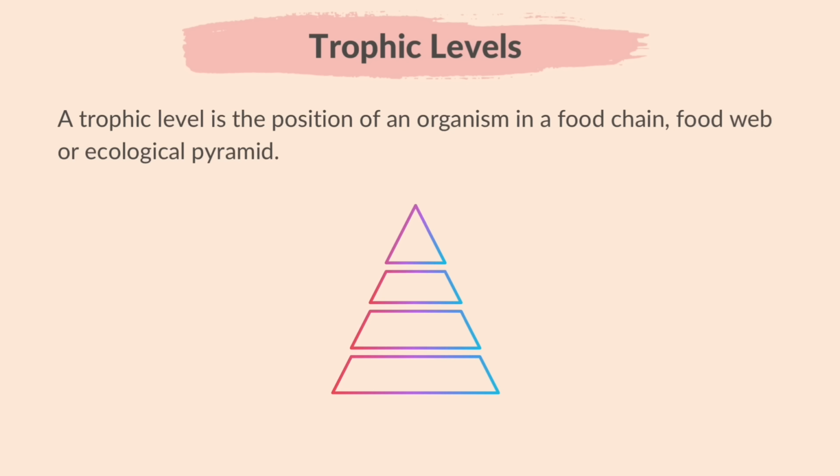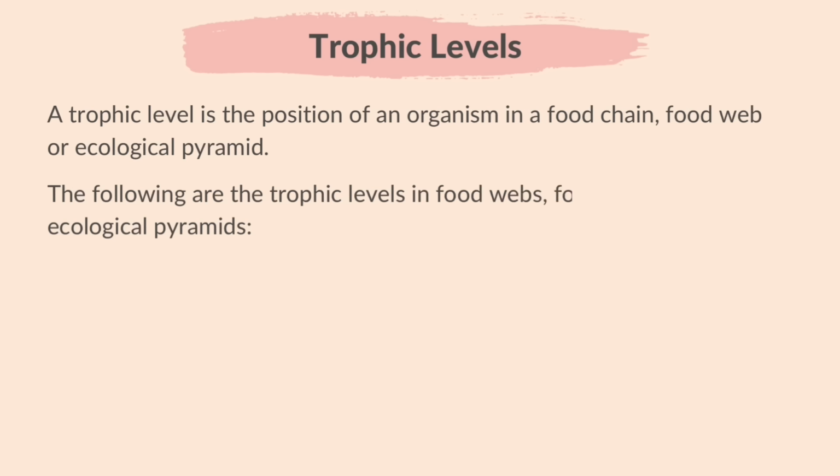A trophic level is the position of an organism in a food chain, food web, or ecological pyramid. Each step in the food chain represents a different feeding level, or trophic level. Energy is transferred from one organism to another as predators consume their prey. The energy flow continues as one organism becomes food for another organism at the next trophic level. The following are the trophic levels in the food webs, food chains, and ecological pyramids.